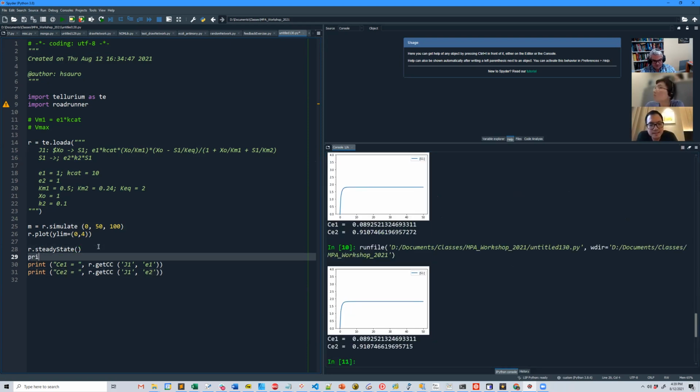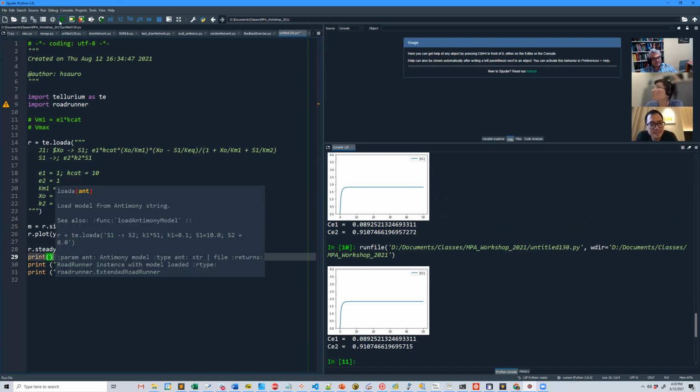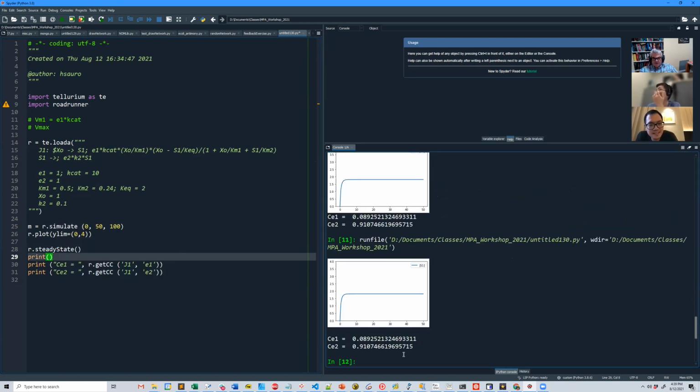Let me just put a print there to spread it out a bit. There they are, 0.89, 0.91. It's really satisfying to see that they sum to 1. Yes, they sum to 1. That's right. So the question is, why has CE1 got so little control over the flux?